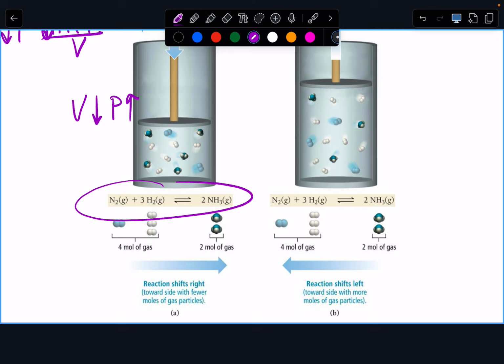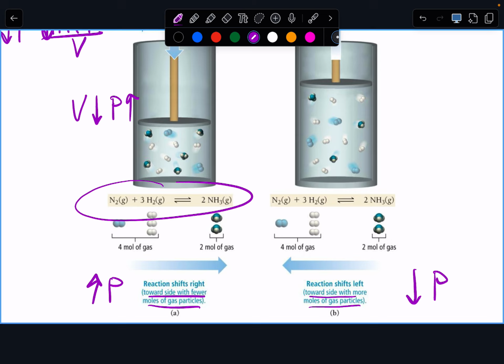But in this instance, if you increase the pressure, it's going to move toward the side with fewer particles of gas. And on the other side, the opposite is true. If you decrease the pressure, it's going to move towards the side where there are more moles of gas. Again, you cause a stress. It's trying to reverse that. It's trying to relieve that stress.